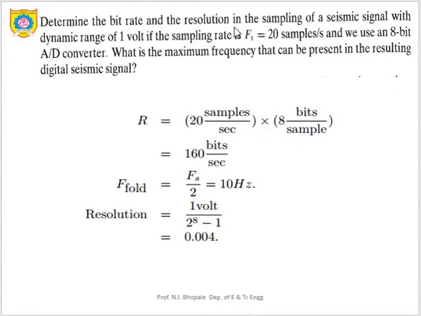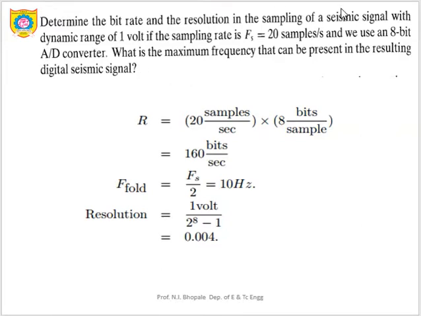Determine the bit rate and the resolution in the sampling of a seismic signal with dynamic range of 1 volt, if the sampling rate is fs equal to 20 samples per second and we use an 8-bit ADC. What is the maximum frequency that can be present in the resulting digital seismic signal?